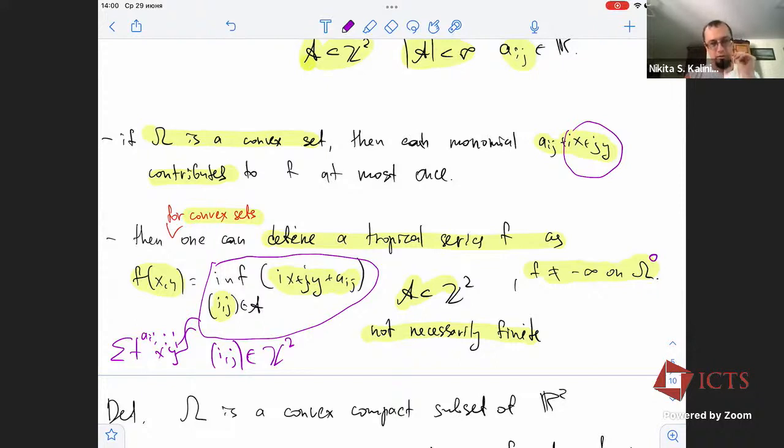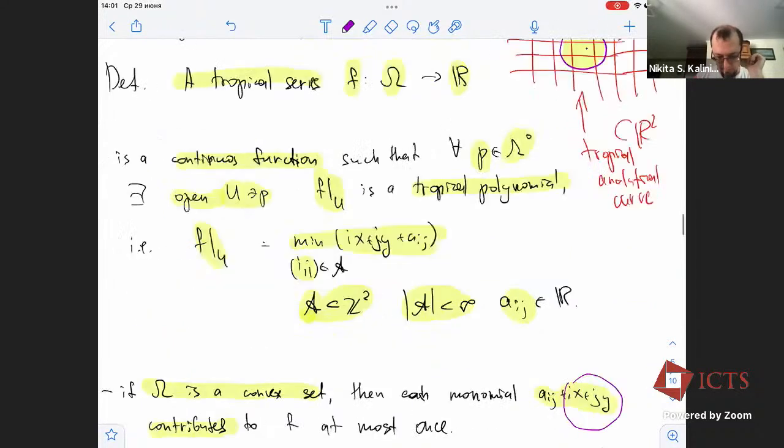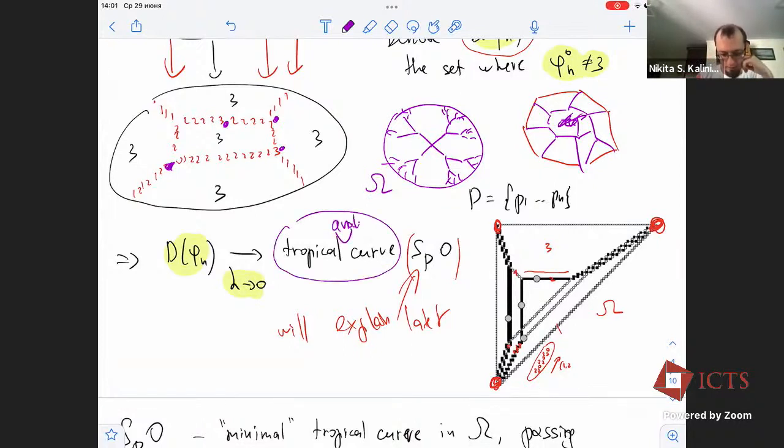Why do we need such creatures? Exactly as explained above. So if my convex domain for sandpiles were a polygonal shape, then my tropical curve is indeed a tropical curve. But if my domain omega was a circle, for example, then I have a tropical analytical curve. So here this set converges to a tropical analytical curve, the set of points where some tropical series is not linear. And locally, it is a tropical curve, but globally, just an infinite tree. So it is like that.